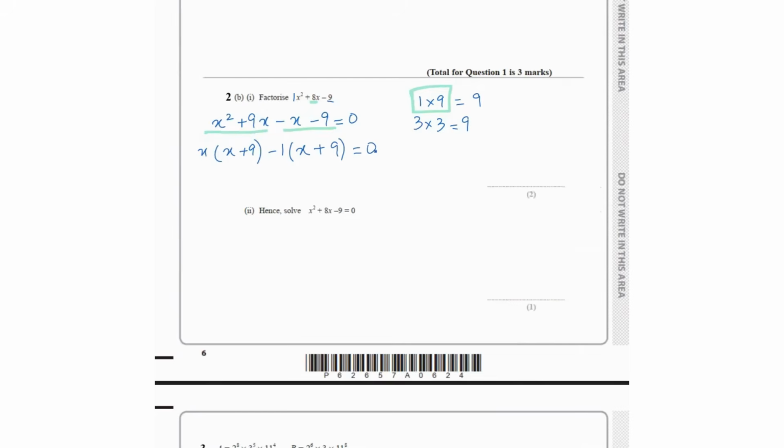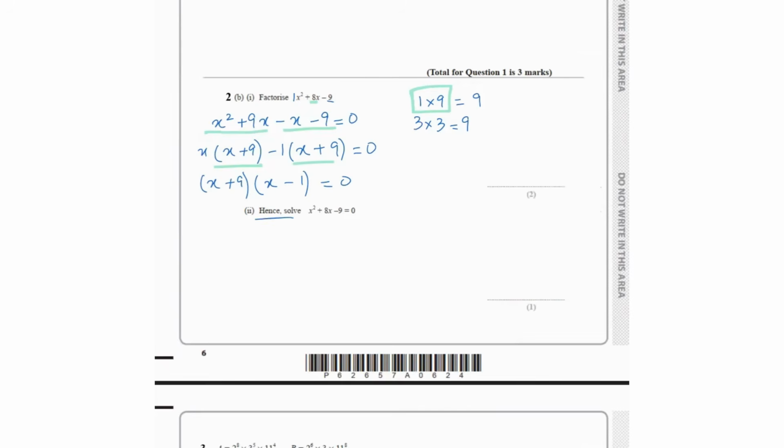Whenever you see that there's nothing common, 1 is always common, so you will take 1 common. And the sign is also common with the 1. You don't miss out the sign. So now we have the same terms inside the bracket. So we take the x plus 9 bracket common, and that leaves x minus 1 in the other bracket. So this is your factorized answer. When they're asking you to factorize, you will give your answer in terms of brackets, always.